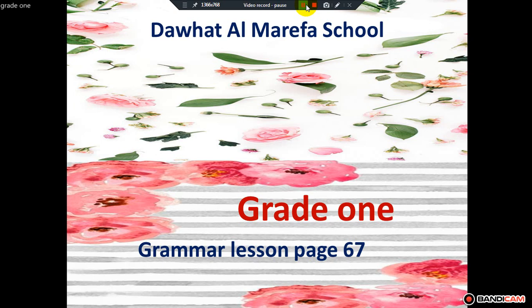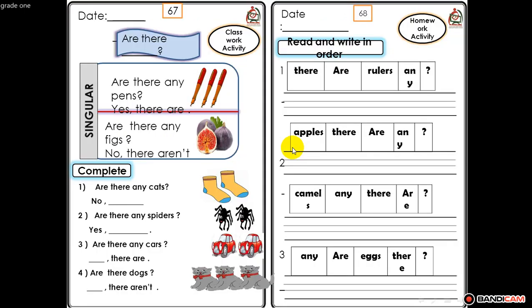How are you today? Today we have a grammar lesson, and this lesson is in the booklet, page 67. And this is our page in the booklet. So, our lesson for today is about the question of there are. We said before, if I'm talking about one thing or singular noun, I'm going to use there is. But if I'm going to talk about plural things, we're going to use there are.